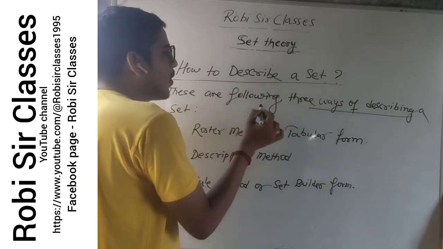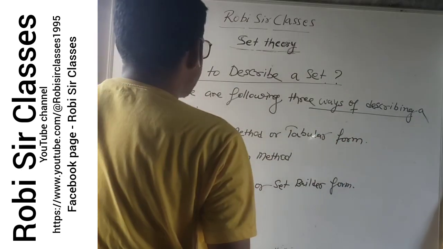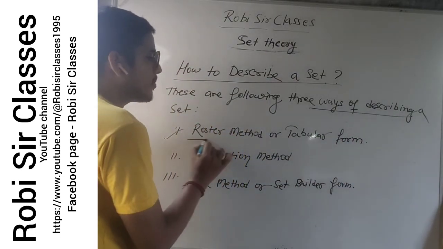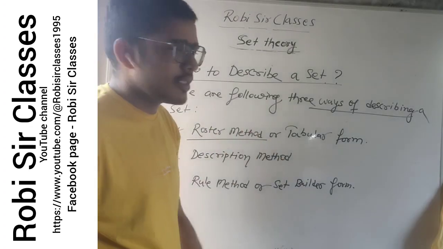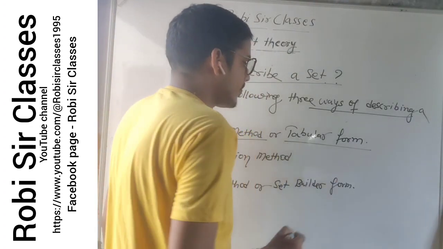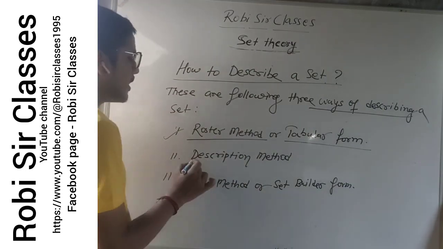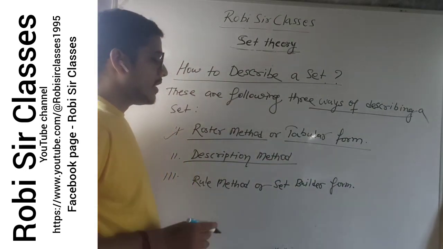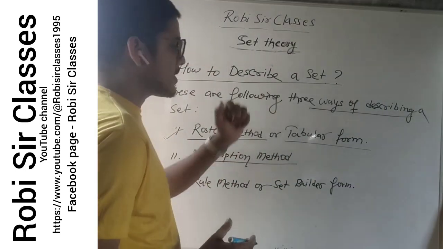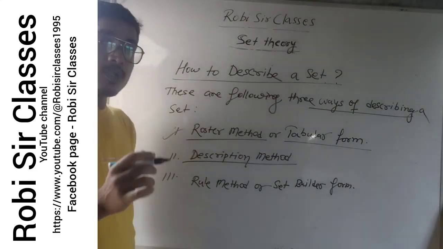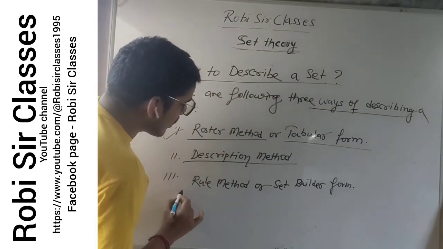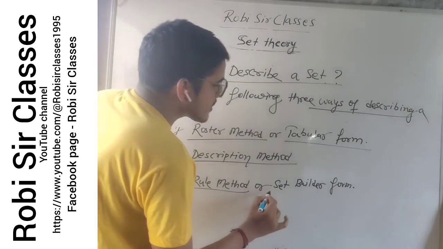These are the following 3 ways of describing a set. First one is the roster method, and you can also call this method tabular form. Second method, description method. In this way you can also describe a set. And last one, that is the third method, rule method or set builder form.